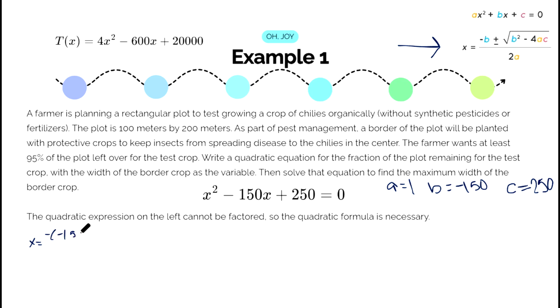Okay, so negative 150. I'm using the formula up here. Plus or minus, because we're doing a square root, and you have to do that for whatever reason. Another B, which is negative 150, squared, minus 4 times A, which is 1, times C, which is 250. And this whole shebang is getting divided by 2 times A, which is 1.